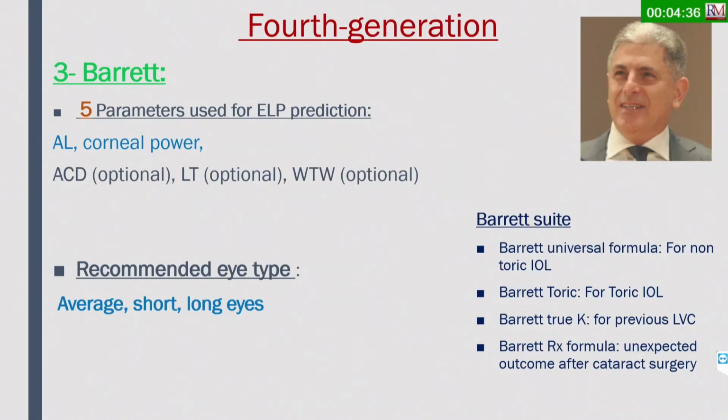And it depends upon 5 parameters. Besides the axial length and the corneal power, it uses the anterior chamber depth, lens thickness, and white-to-white. And it is recommended for all ranges of the axial length.